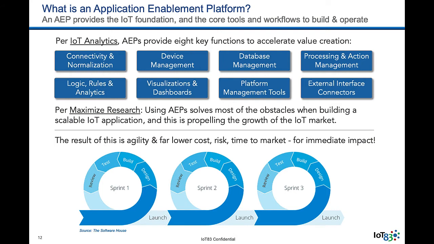So what is an application enablement platform? Per IoT Analytics, AEPs provide 8 key functions to accelerate value creation: the connectivity and normalization, device management, database management, processing and action management, logic, rules and analytics, visualizations and dashboards, platform management tools, again for this always-on IoT capability, and then the external interface connectors to build a broad system.